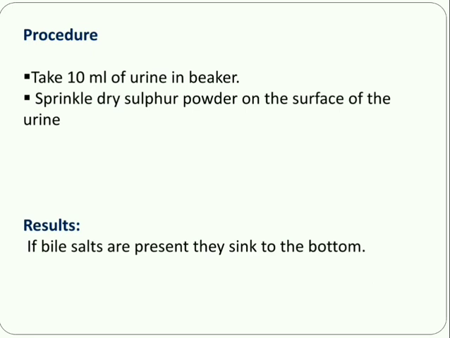Procedure to do Hay's test: take 10 ml of urine in a beaker. Then sprinkle dry sulfur powder on the surface of the urine. As a result, we can see that if bile salts are present, the sulfur sinks to the bottom of the beaker, whereas if bile salts are not present in the urine, the sulfur powder remains suspended on the surface of the urine sample.